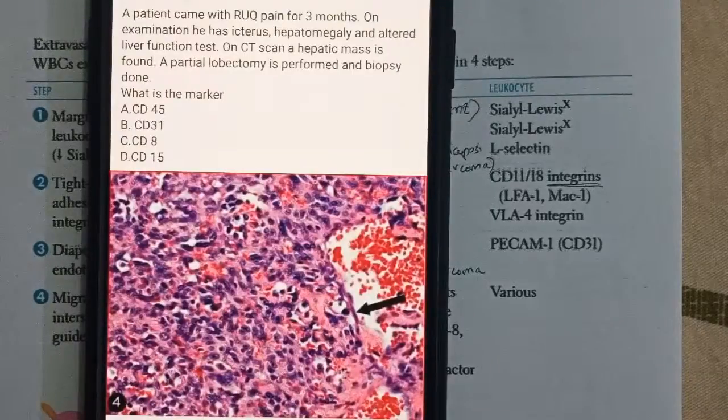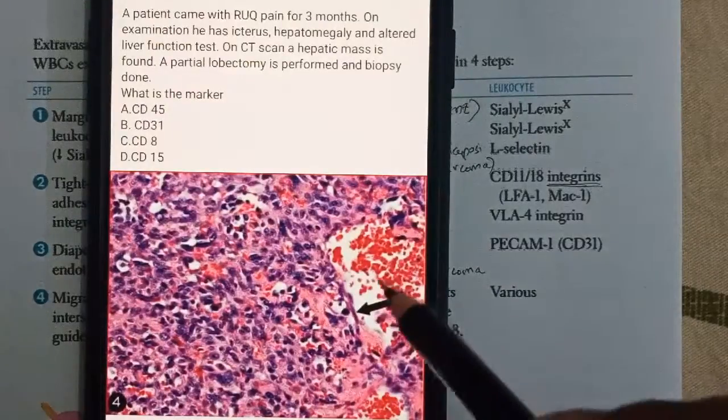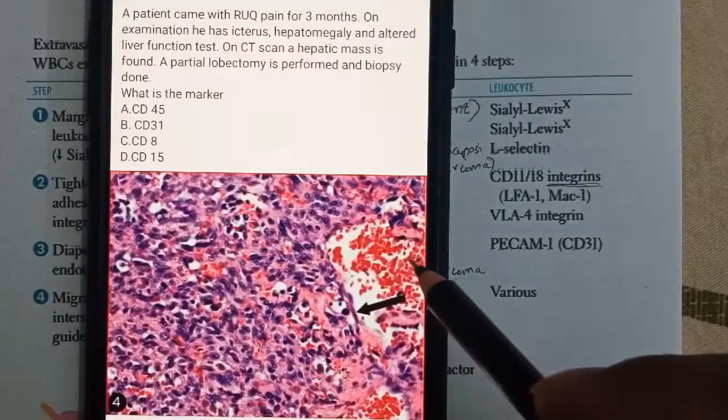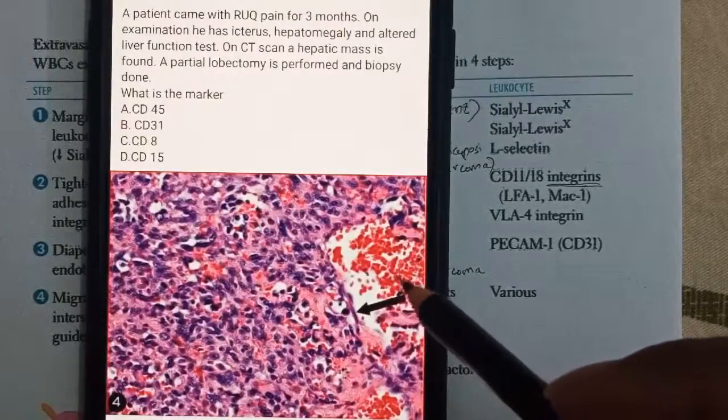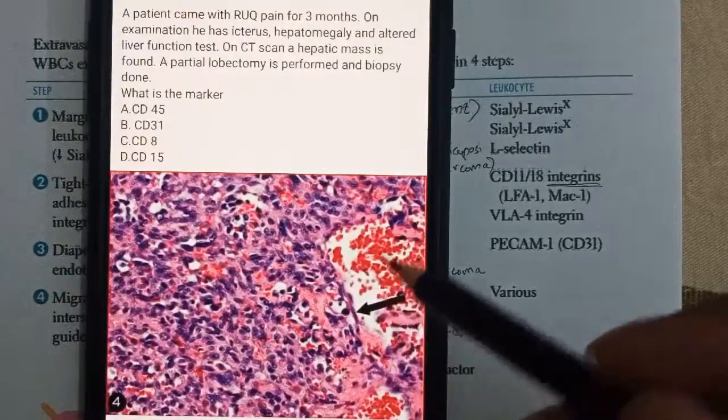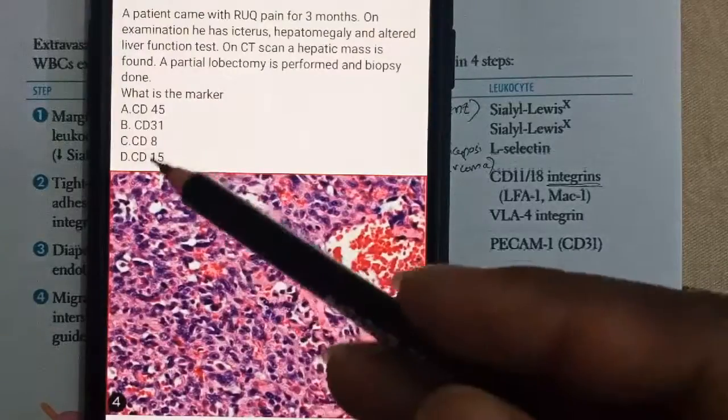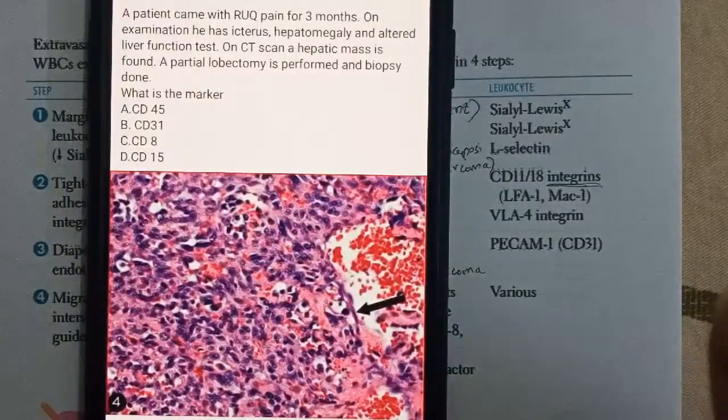Like a patient came with right upper quadrant pain for 3 months. On examination, he has icterus, hepatomegaly, altered liver function test, and on CT scan a hepatic mass. Remember this: whenever they're talking about a mass and you see all these vessels out here, what would pop up in your mind? Hepatic angiosarcoma. And you answer the marker CD31. If you know it, it's a free point. That's it.